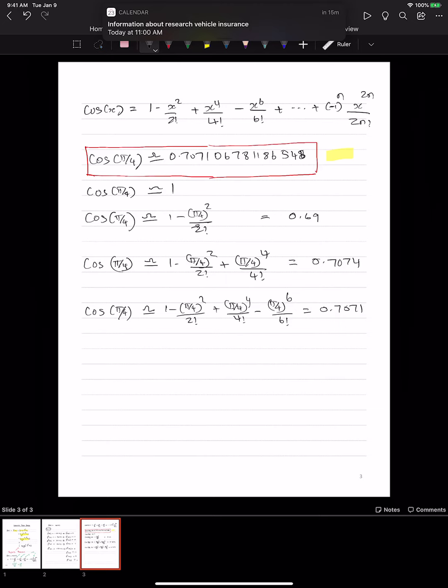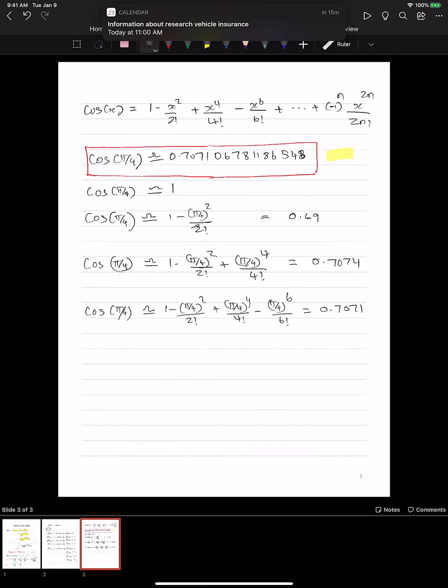Second approximation, 1 minus pi by 4 squared over 2 factorial, comes down to 0.69. We are getting closer. Third approximation, if I use 3 terms, that will be 0.7074, getting closer. And the fourth approximation, if I use all 4 terms, is 0.7071. So as you see, when we use more terms, we are getting closer and closer to the true value.